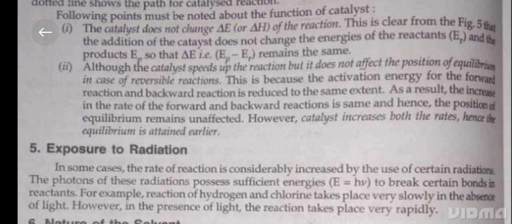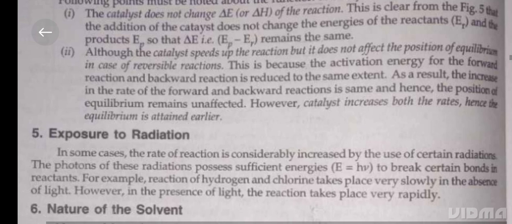Although the catalyst speeds up the reaction, it does not affect the position of equilibrium in case of reversible reactions. This is because the activation energy for the forward reaction and backward reaction is reduced to the same extent. As a result, the increase in the rate of forward and backward reactions is the same, and hence the position of equilibrium remains unaffected. However, catalysts increase both the rates, hence the equilibrium is attained earlier.